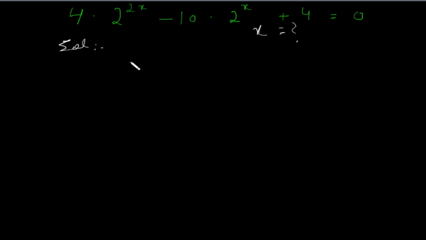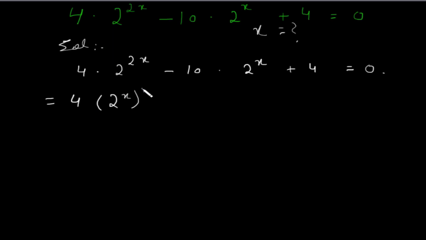Let's go through the step-by-step solution. The given equation is 4 into 2 raised to power 2x minus 10 into 2 raised to power x plus 4 is equal to 0. We can rewrite this equation as 4 into (2 raised to power x) squared minus 10 into 2 raised to power x plus 4 is equal to 0.